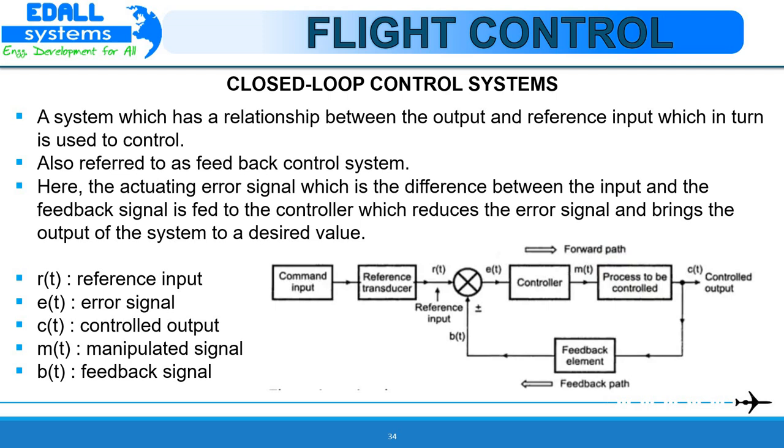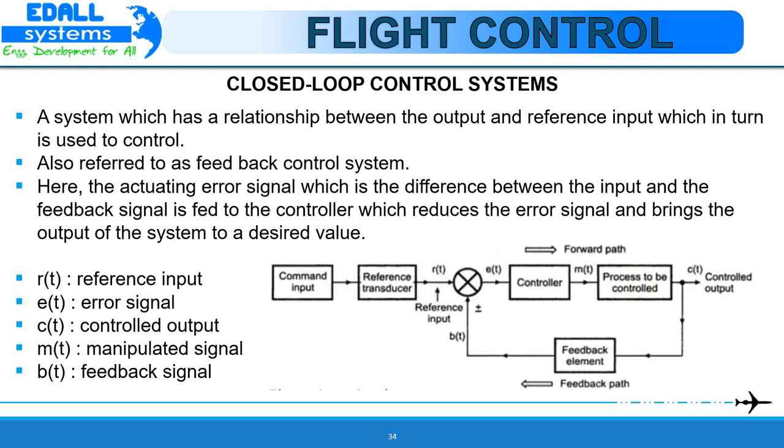This changed input as per requirement is called the reference input, which is to be generated by using the reference transducers. The main excitation of the system is called the command input, which is applied to the reference transducer to generate the reference input. Practically, the part of the output which is to be decided by the feedback element is fed back to the reference input.